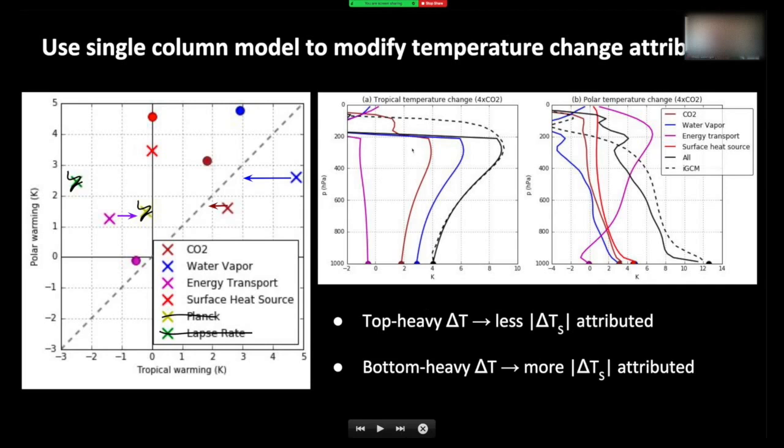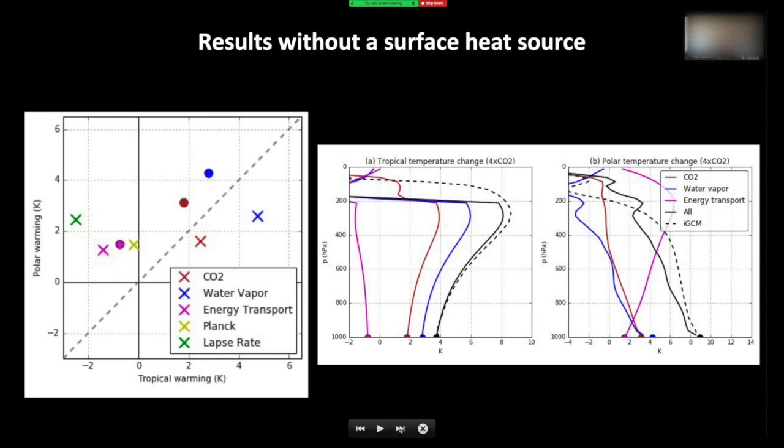So in the tropics, everything is top heavy, so all of the magnitudes of the surface temperature changes are reduced, and everything is closer to the y-axis. In the high latitudes, everything is bottom heavy except the energy transport, so everything is pushed away from the x-axis except the energy transport, which is brought closer to the x-axis. You can do the same decomposition without the surface heat source. The bottom line here is that adding a surface heat source reduces the contribution of the energy transport, which is consistent with previous work.